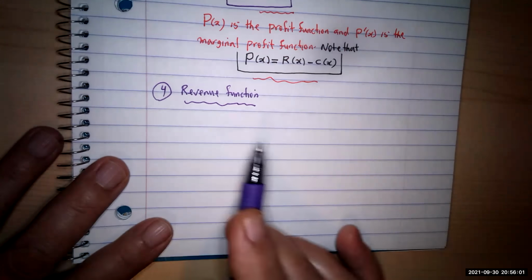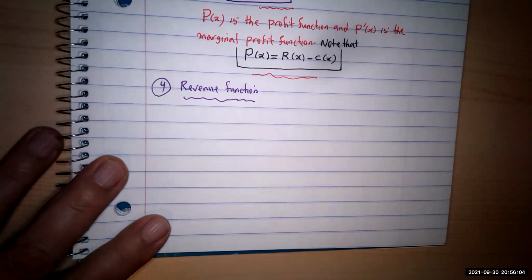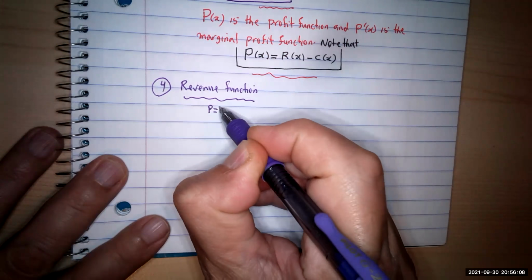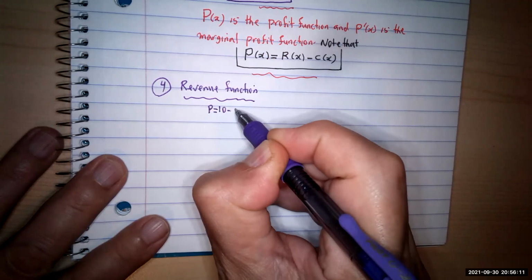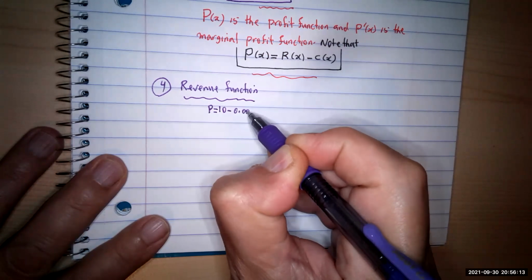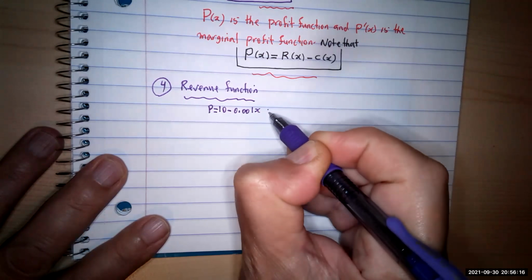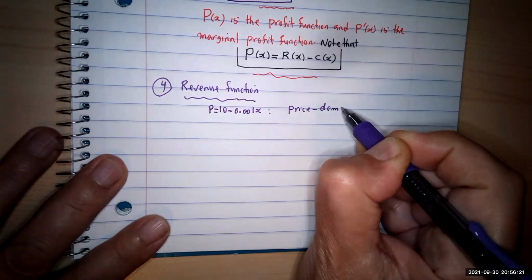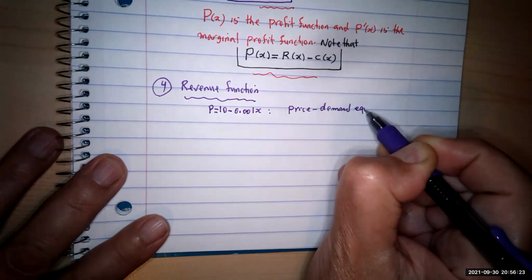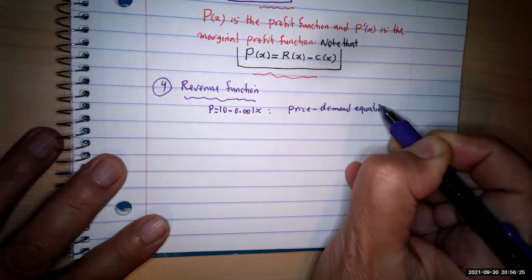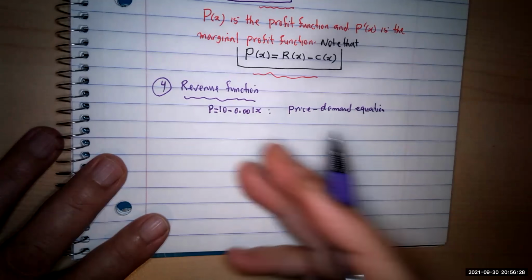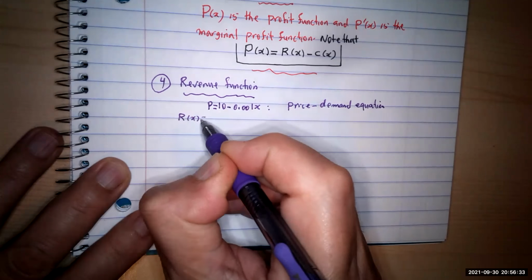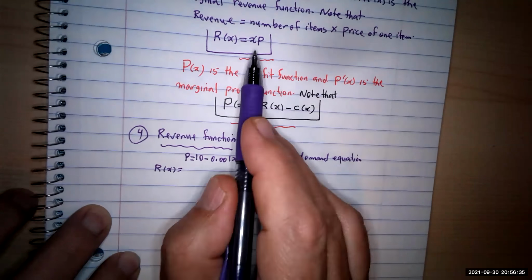Okay, so for this type of problem, you look for the price demand equation. You see the price demand equation, P is equal to 10 minus 0.001x. Okay, that's the price demand equation. So if the revenue function is not given to you directly, you have to find it yourself. So the revenue function, as we talk about it, R of X, is X times P.